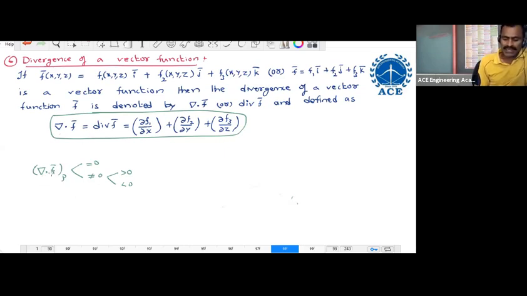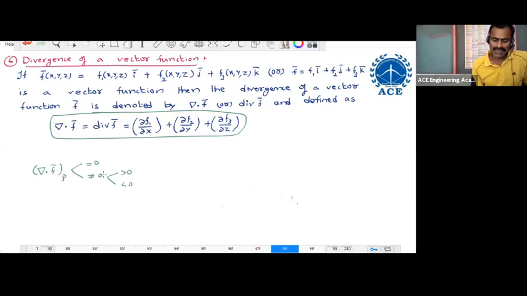So if we calculate the divergence at a particular position in a flow of quantity, these are the only possibilities: equal to 0, greater than 0, less than 0. Using these results, mathematically we can say whether the flow is expanding or contracting at a particular position in a flow of quantity.